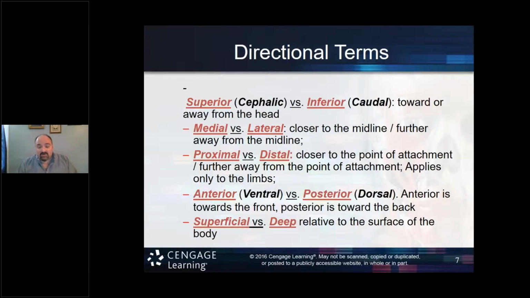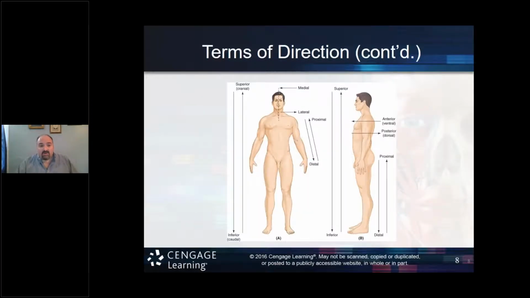We also have terms like, let's show right here. So superior, aka cranial, inferior, aka caudal, okay? We have medial, closer to the midline, and lateral, further away from the midline, proximal and distal. So the hands are distal from the shoulder, and the elbow is more proximal to the shoulder, okay? So near and far. And anterior and posterior, anterior, aka ventral, posterior, aka dorsal.